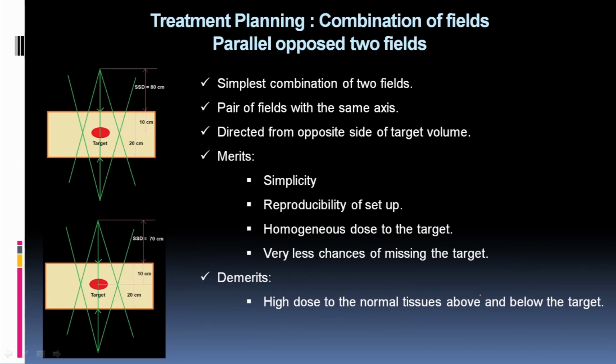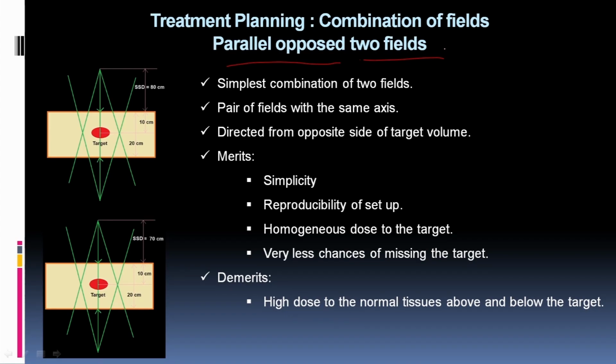Now coming to the parallel opposed two field. Here it is not only two fields, it is the parallel opposed two field technique. This is a type of technique where we can treat the pelvic abdominal area where anterior posterior fields are used, or in head and neck cancer or brain irradiation where we can use the two laterals, one is right lateral, another is left lateral.